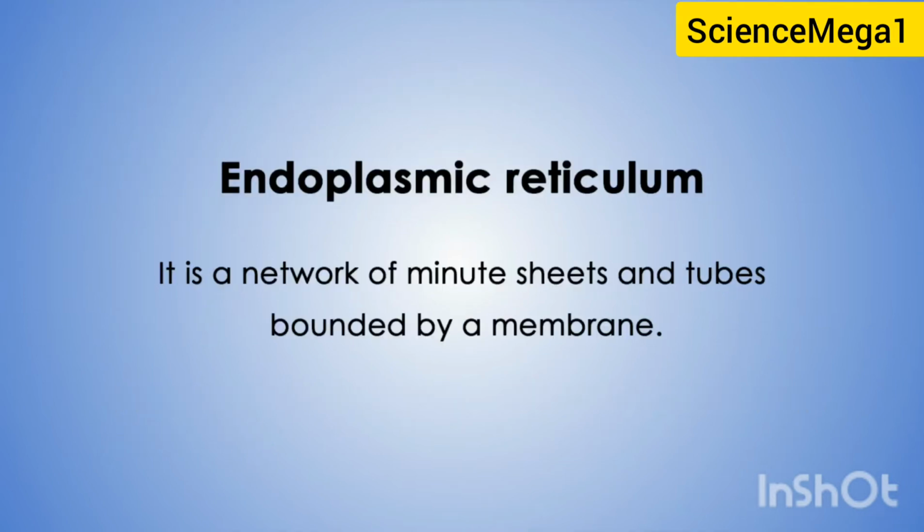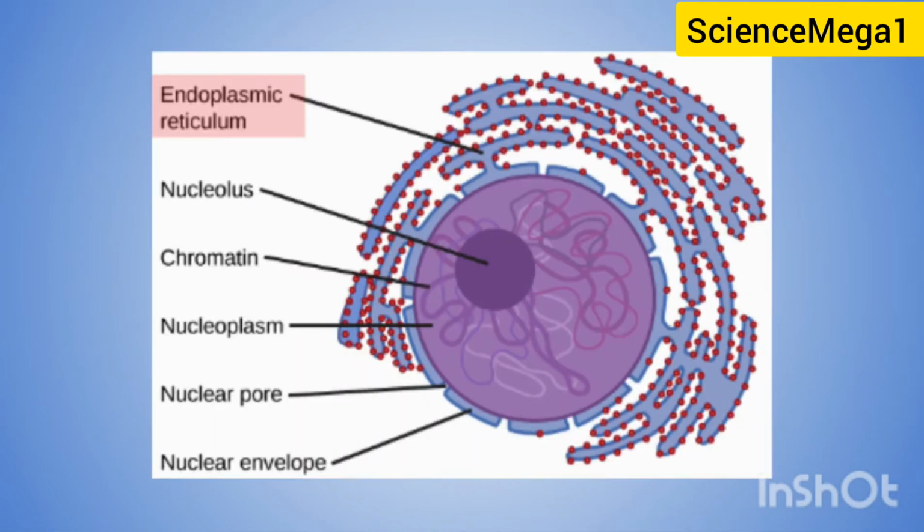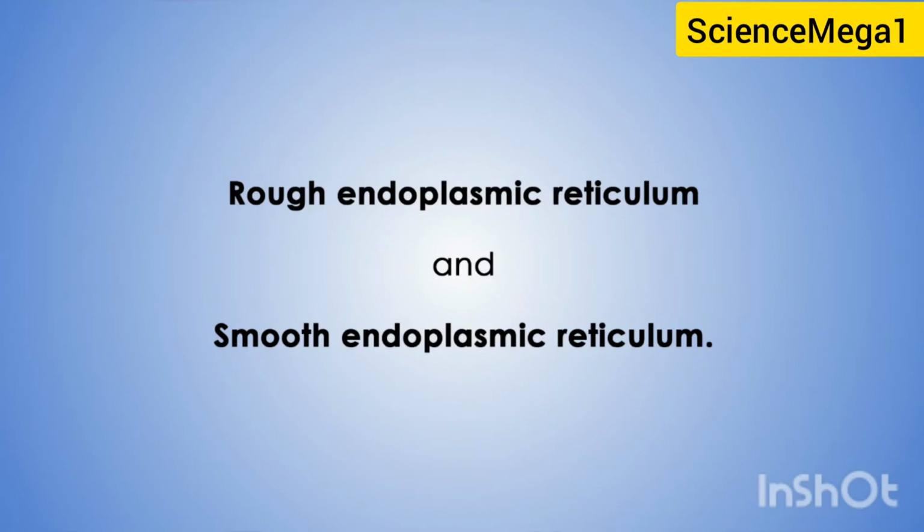Now let's move on to endoplasmic reticulum. It is a network of minute sheets and tubes bounded by a membrane. It is found throughout the cytoplasm and connects to the nucleus and the cell membrane. There are two types of endoplasmic reticulum. That is the rough endoplasmic reticulum and the smooth endoplasmic reticulum.